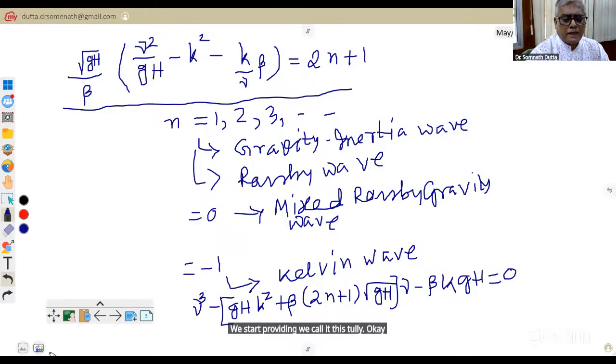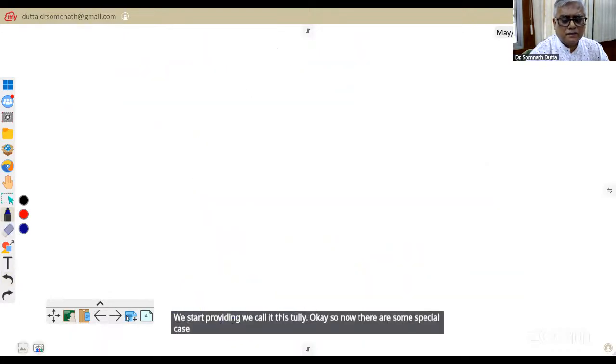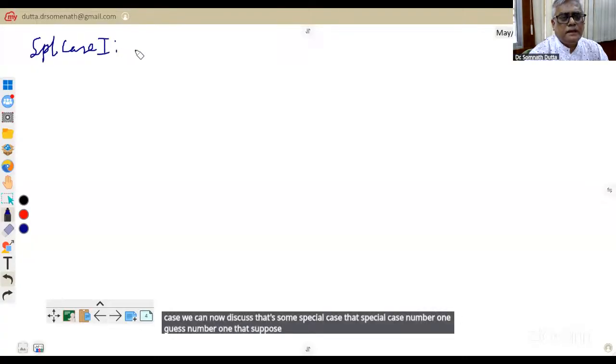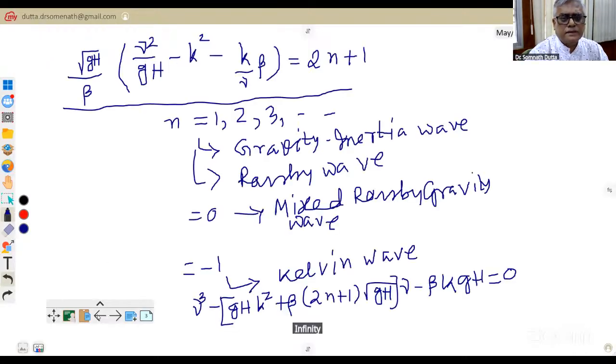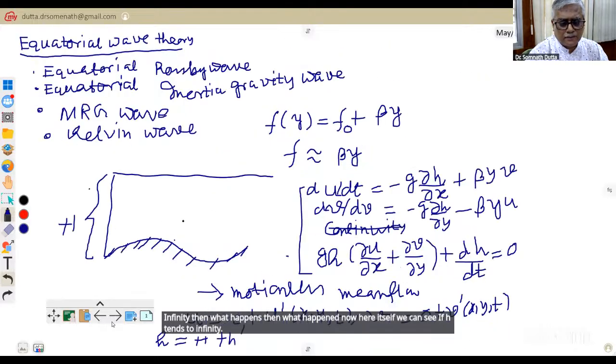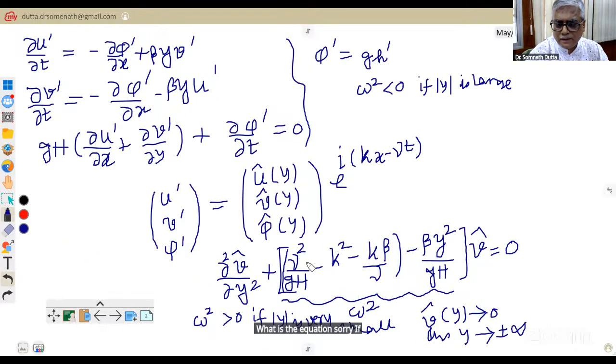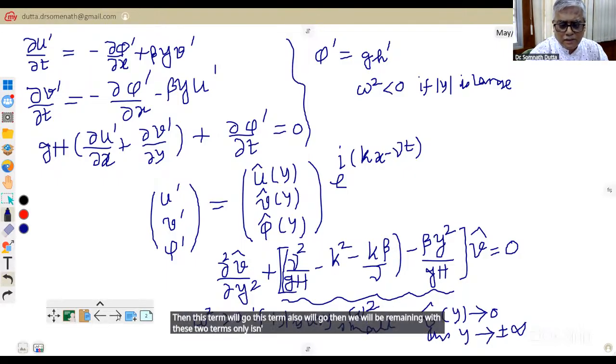Now there are some special cases we can discuss. Special case number one: suppose the top of the atmosphere is at infinity, that means h tends to infinity. Then what happens? If h tends to infinity, then this term will go, this term also will go, and we will be remaining with these two terms only, isn't it?